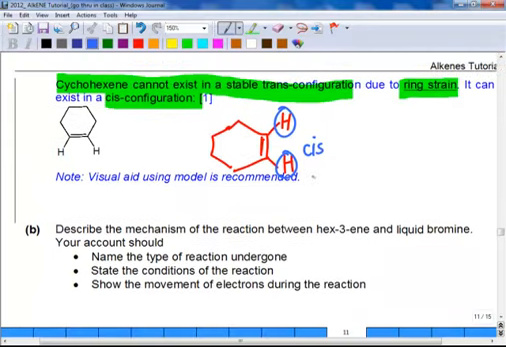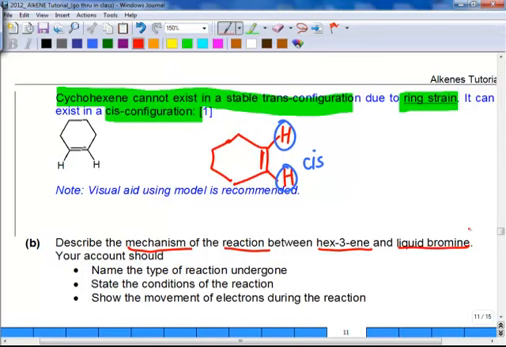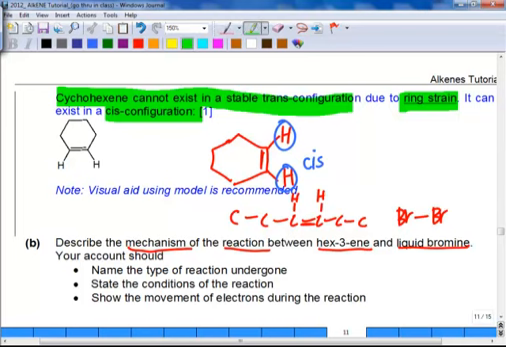So for 7B, they say describe the mechanism. Describe the mechanism of the reaction between hex-3-ene and liquid bromine. So over here, hex-3-ene again, 1, 2, 3, 4, 5, 6. And on the third carbon, there's a double bond. So over here is H and H. And you have liquid bromine, so it's Br, Br. Agree? So the double bond undergoes what type of reaction? Still recall? Electrophilic addition, correct.